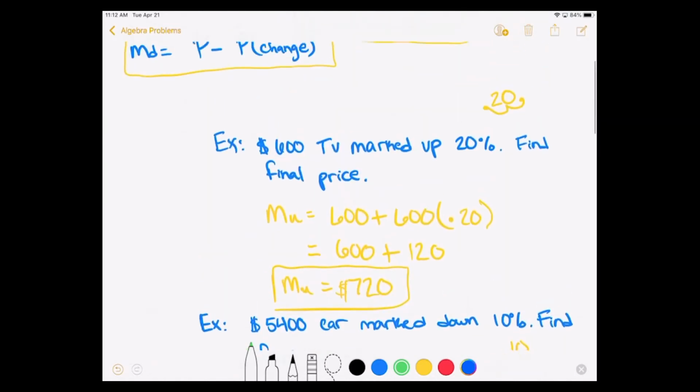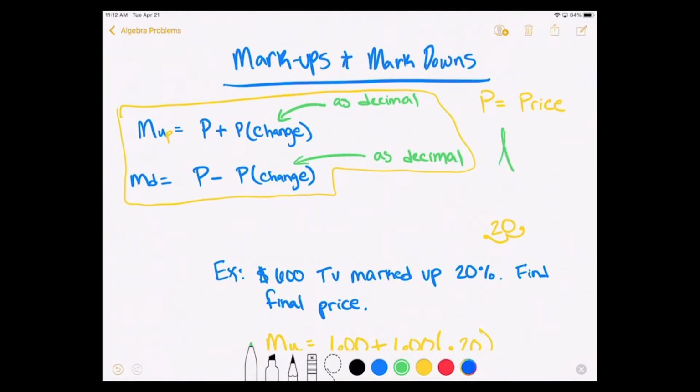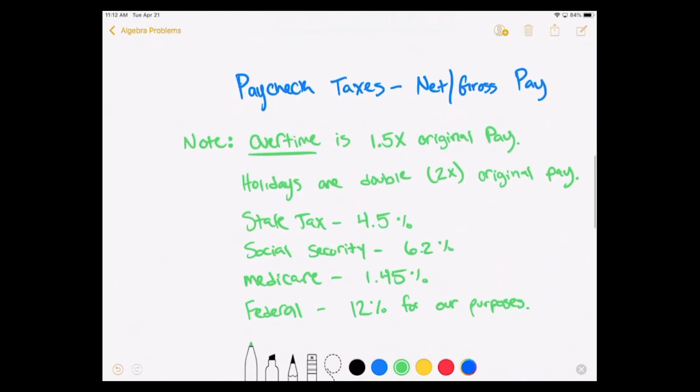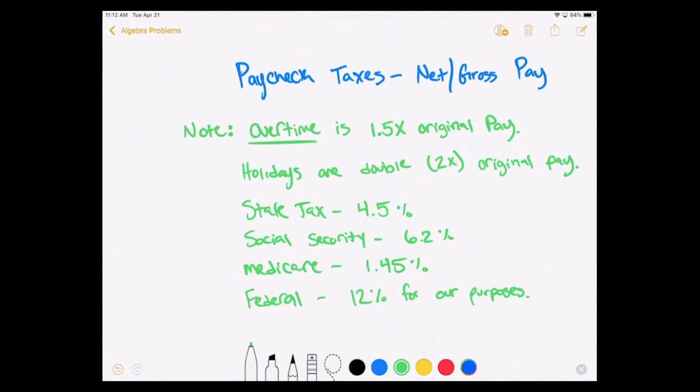Use these two equations right here. Star things that are important. Those two equations for markups and markdowns. And the next one was your paycheck calculator.